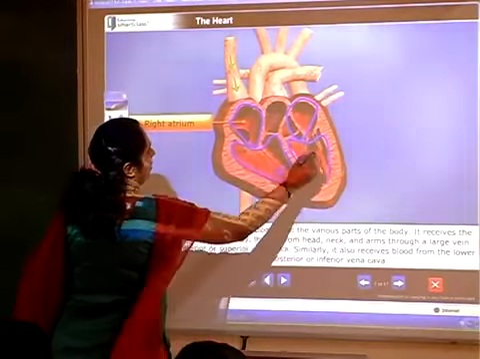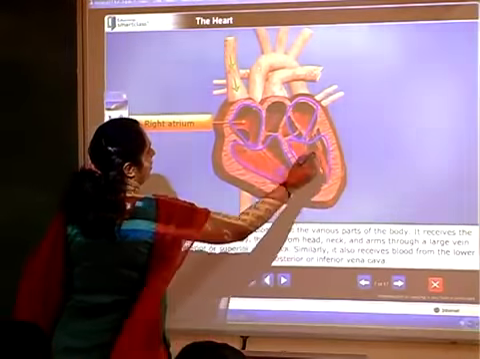Similarly, from the left side, the pulmonary veins come from the lungs. Lungs will purify and oxygenate your blood, and the pulmonary veins will bring the oxygenated blood into the auricles, and from the auricles it enters into the left ventricle, from where the aorta will carry it into the different parts of the body.